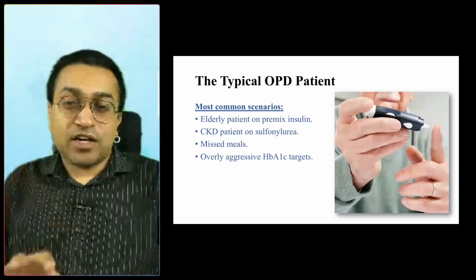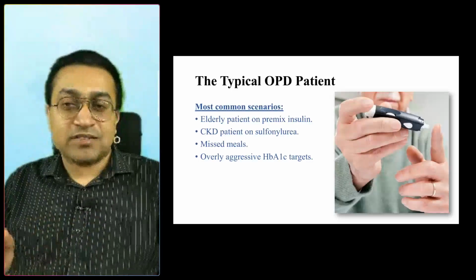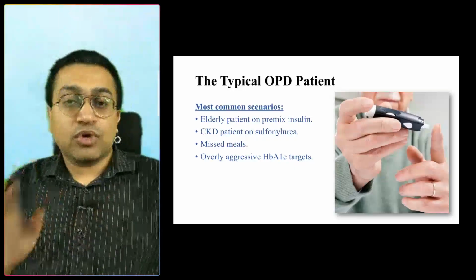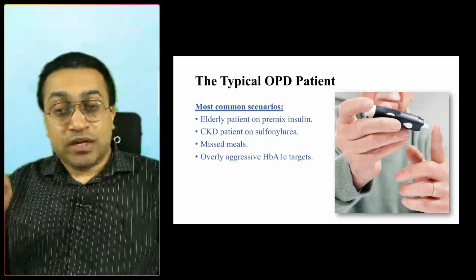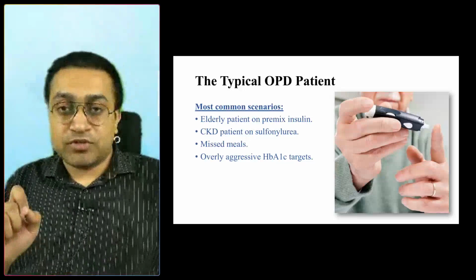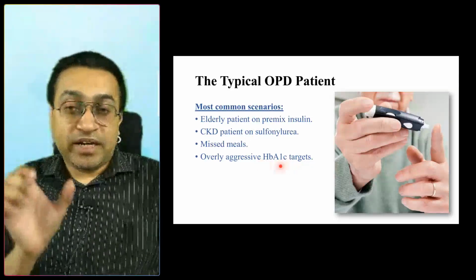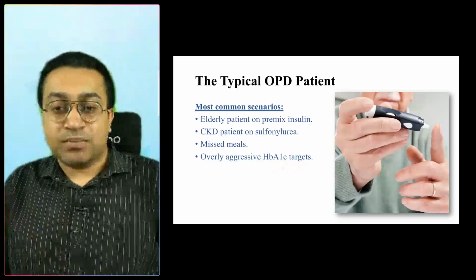If it's an elderly patient, do not make strict guidelines. No, I have to keep HbA1c below 5.5. No, it is not going to happen. You will land up in recurrent hypoglycemic episodes. The patient will be problematic. So what you have to do is maintain the HbA1c targets as per the patient's needs.